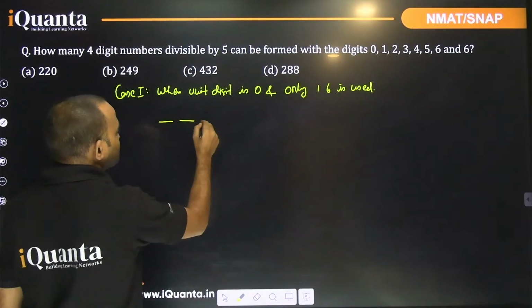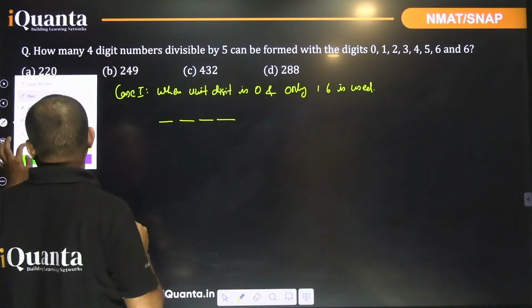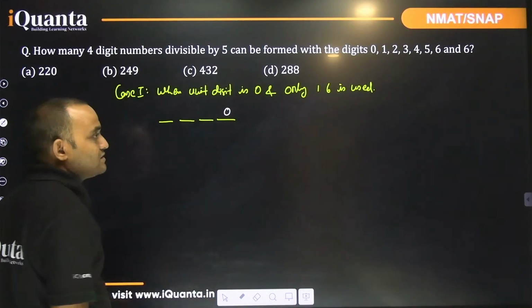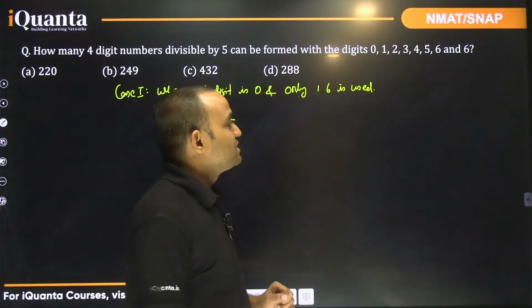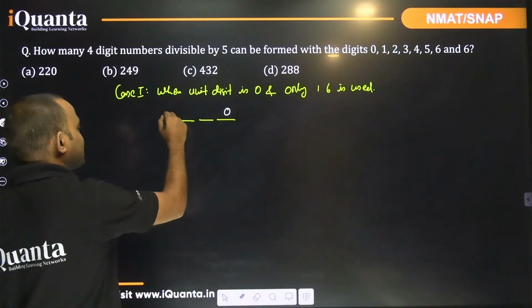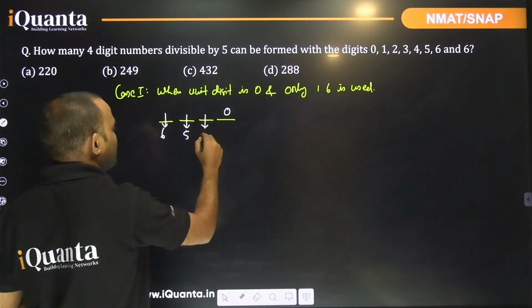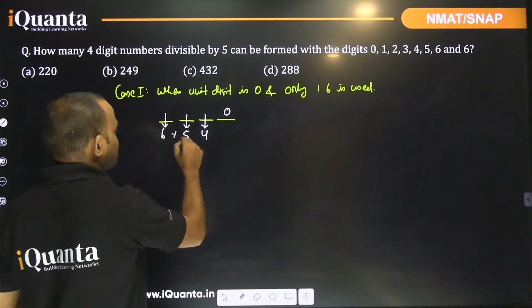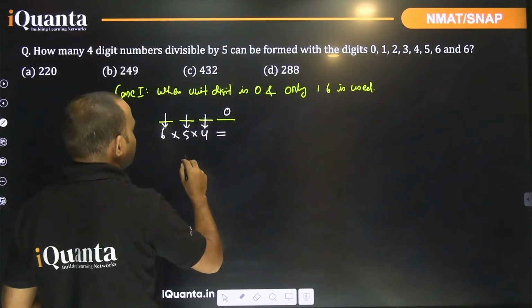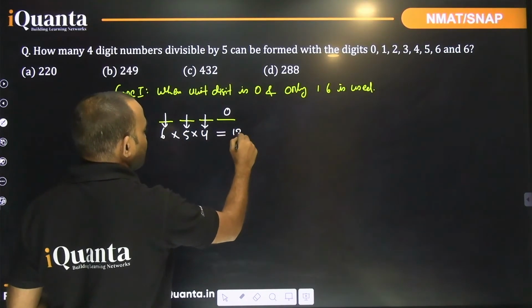1, 2, 3, 4. So let's put 0 here, right? And only one 6 is used. That means we can fill 6 digits here, then we can fill 5 digits here, and we can fill 4 digits here. So 6 into 5 into 4. This will be equal to 120, right?